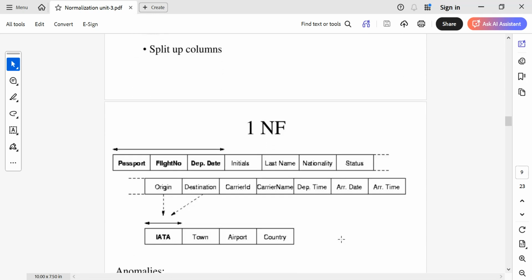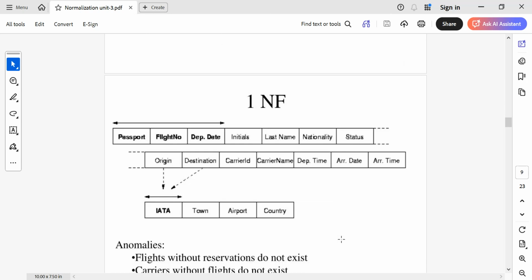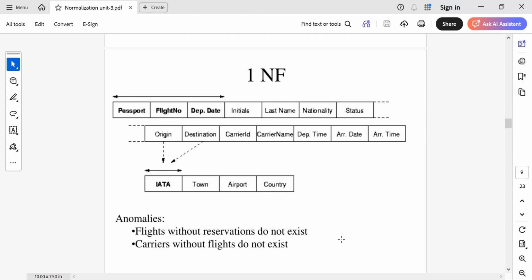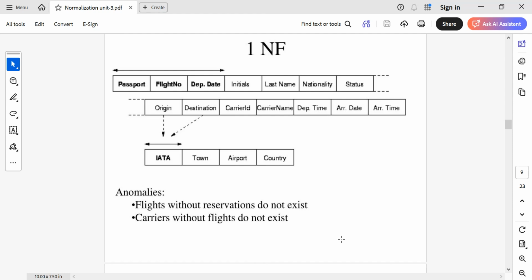What is first normal form? Here we are representing it in a diagram form. Passport, flight number, departure date, initials, last name, nationality, status, origin, destination, carrier ID, carrier name, departure time, arrival date, arrival time. These are the attributes in your tables. IATA, town, airport, country. These are the many attributes present in a table. So what is the anomaly here? Anomaly means there is a problem.